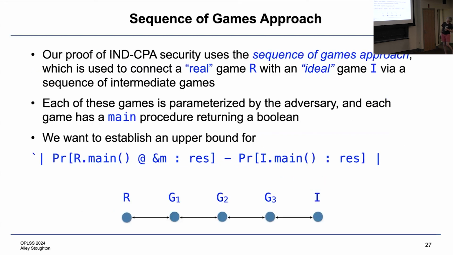Okay, so what's our game plan? We're going to be using in our proof what's called the sequence of games or game hopping style. How many people have heard about this? Yeah, okay, a smattering of people.